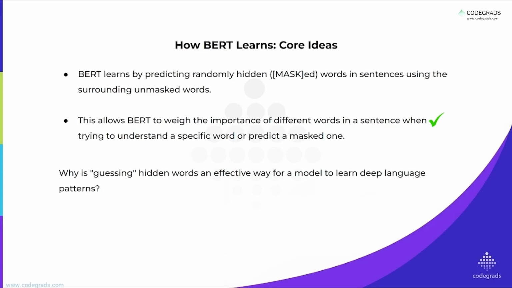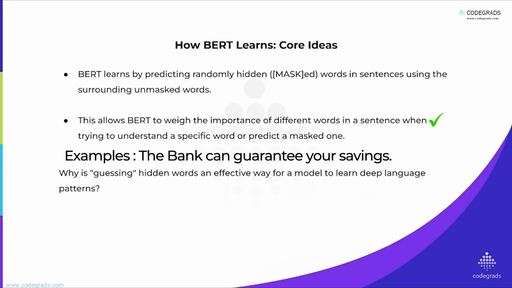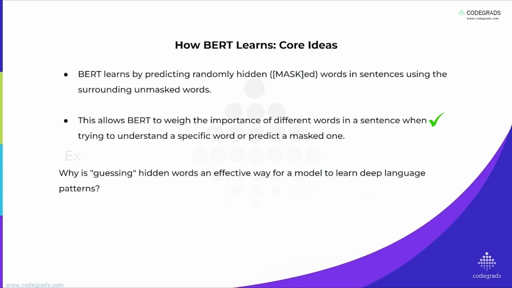Now, for example, if a sentence is "the bank can guarantee your savings," BERT understands whether bank means money bank or river bank. So whenever we consider the word bank, we have two meanings in mind. One is the money bank, and another one is the river bank. To understand what this bank specifically says, "the bank can guarantee your savings" is the example. Looking at both sides, it understands that the bank we are talking about is the money bank. So this is the way it learns from a particular sentence.